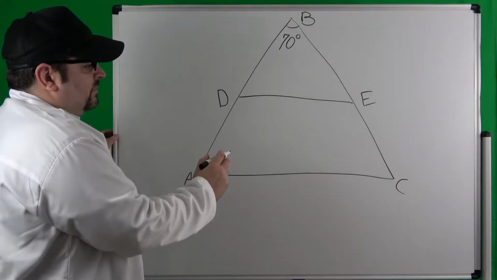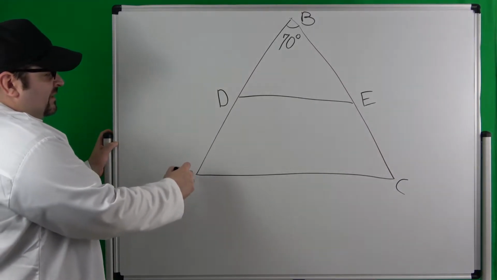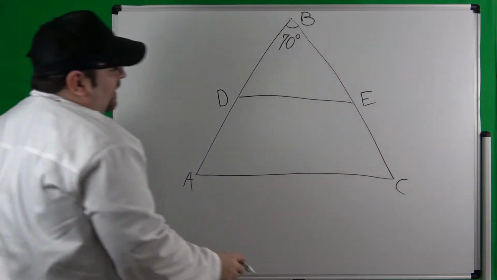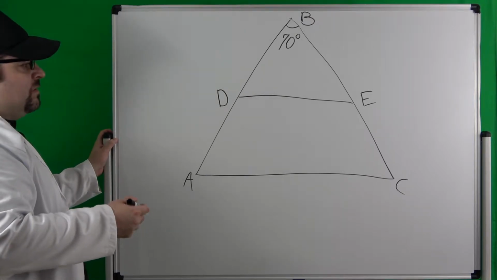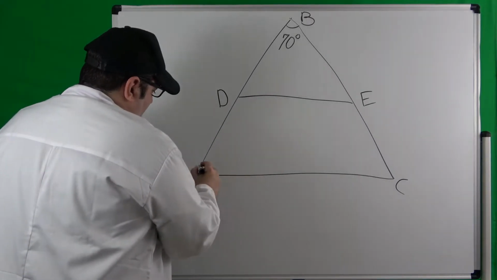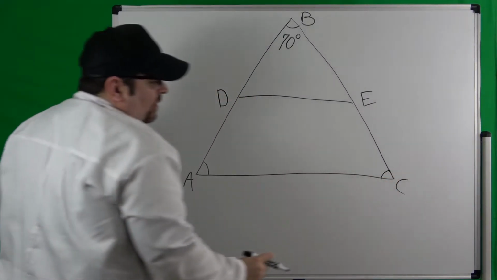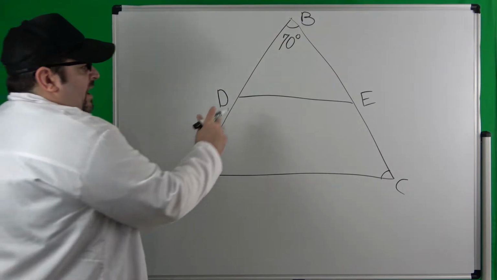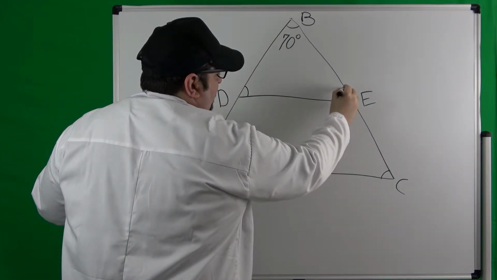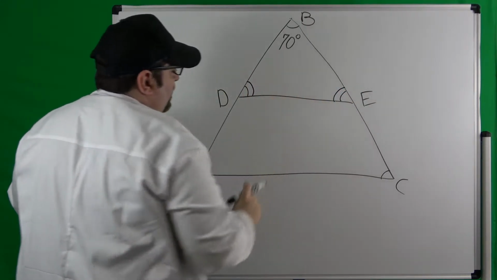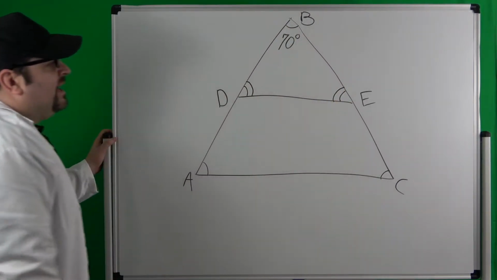Okay, so this one might look a little scary, but it's not too bad. Since AB is the same as BC, we have an isosceles triangle, right? So that means these two angles right here are the same, and these two are the same. I'll mark those a little differently, okay?